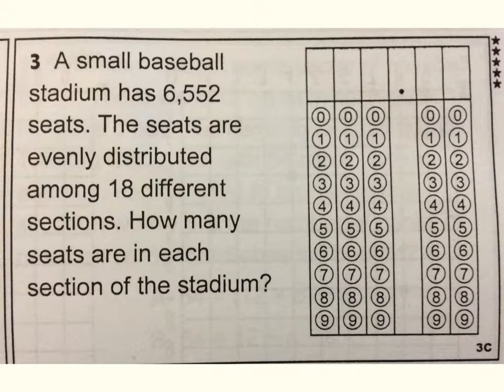Number 3. A small baseball stadium has 6,552 seats. The seats are evenly distributed among 18 different sections. How many seats are in each section of the stadium?